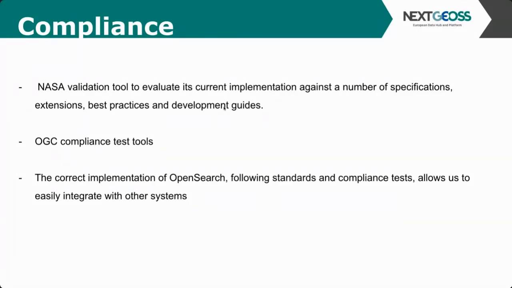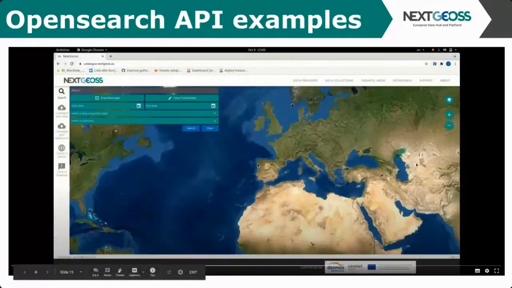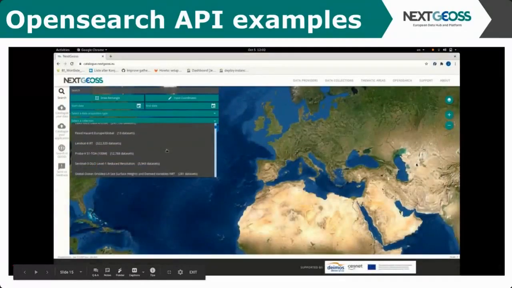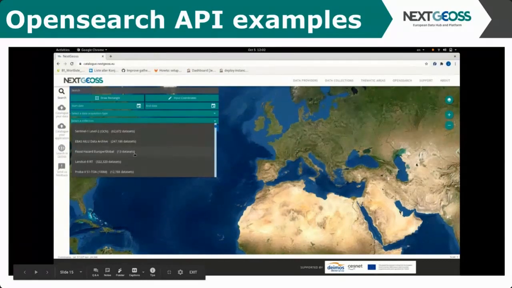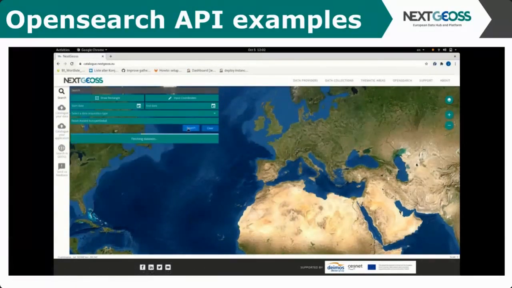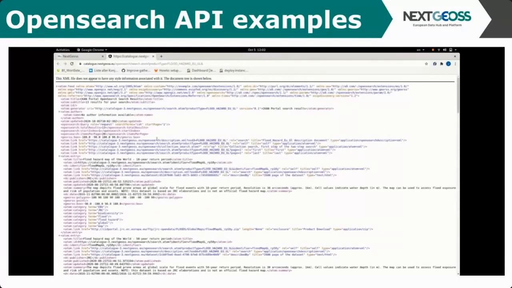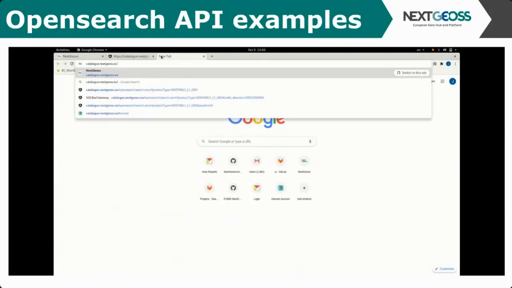Now there is a short video where you can see all the functionality that I have gone through. Selecting, for example, a collection, then clicking search, the user gets the list of the results and is redirected to an OpenSearch page where we can see that we get the same amount of data.